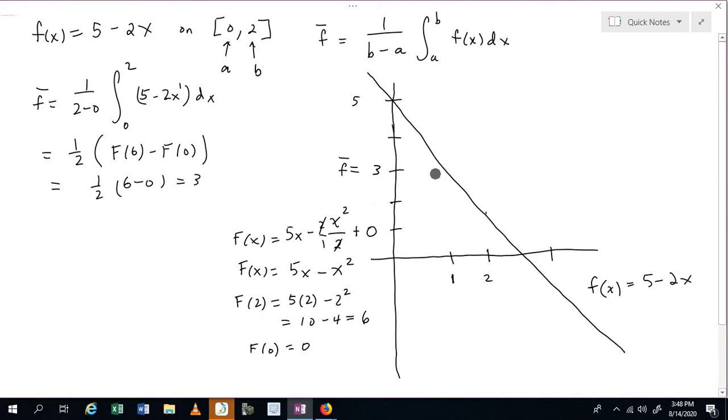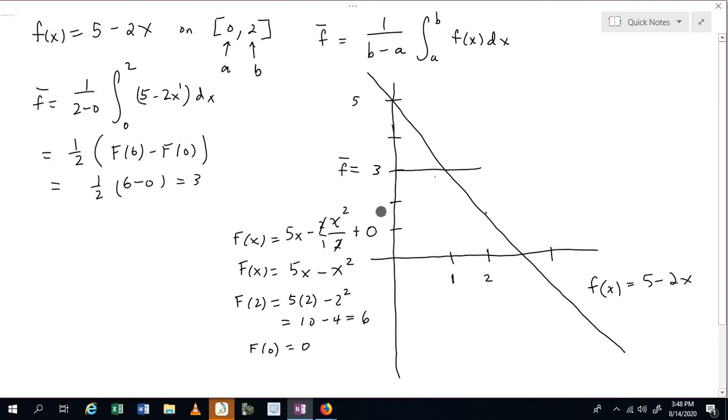Okay, so I'm going to draw a horizontal line at that point. So y is equal to 3, right, is a horizontal line, so it would be about right there. That's where the average would be if you were to average this function out over this interval from 0 to 2. I'm going to stop it at 2, it would average up at 3.